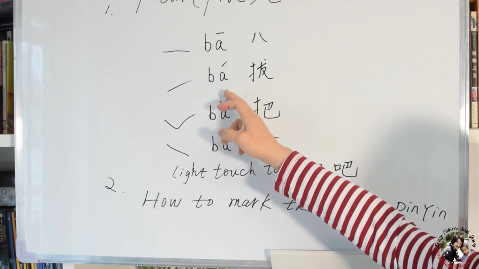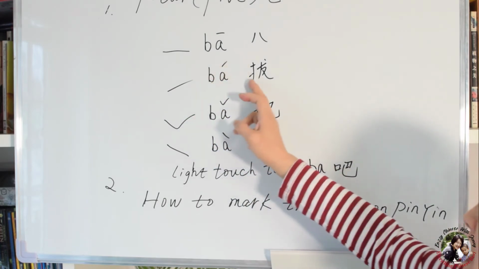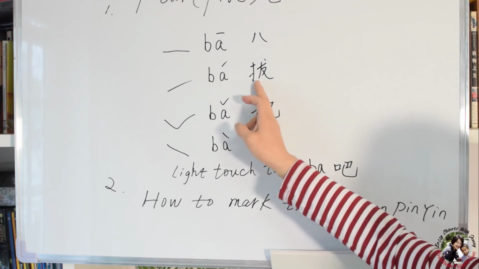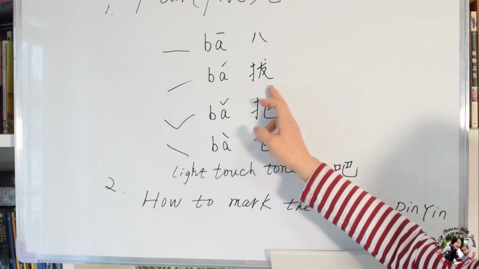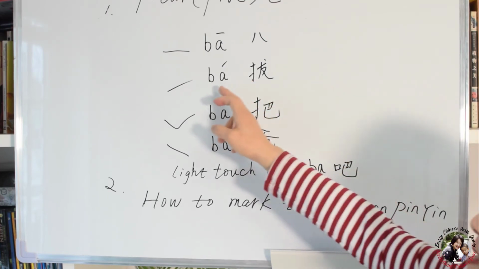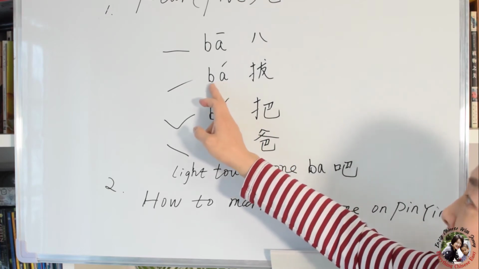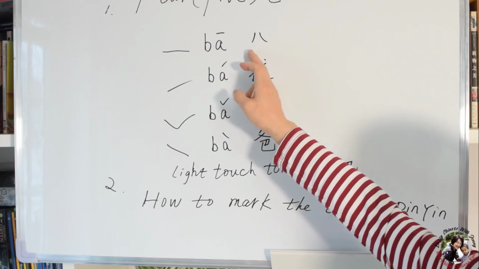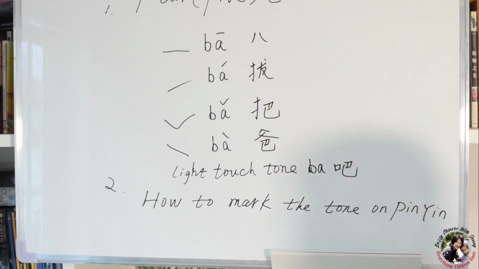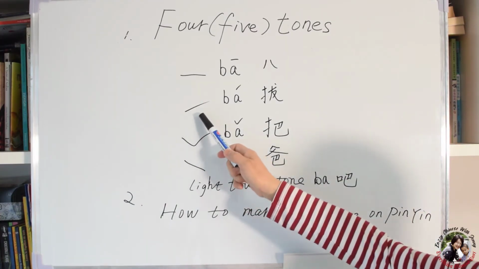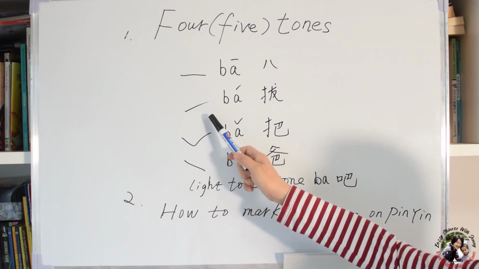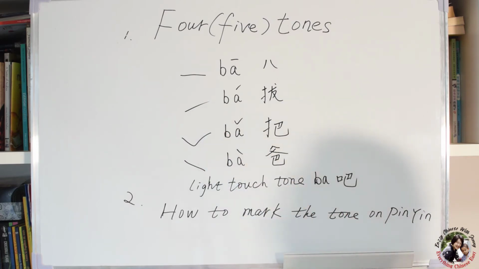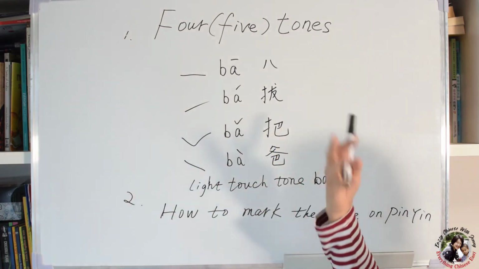Ba. Simply changing the tone means another character, or there can be many characters with the same pronunciation ba, but completely different from ba. Somehow this pronunciation is like the question mark in English when you ask a question. What? It's like this tone.